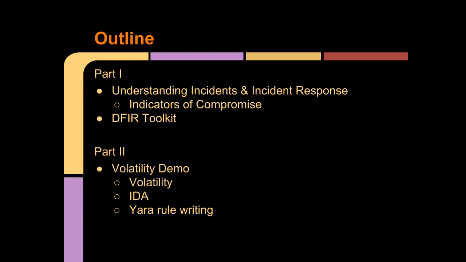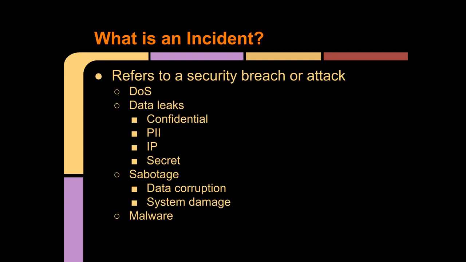Part 2 will cover a demo of Volatility, going through analyzing a memory dump of an infected system with Volatility, carving out processes, analyzing those processes with IDA, identifying indicators of compromise and identifying some signatures, and then how to write YARA rules with a given signature so you can streamline the identification of that attack in the rest of your systems.